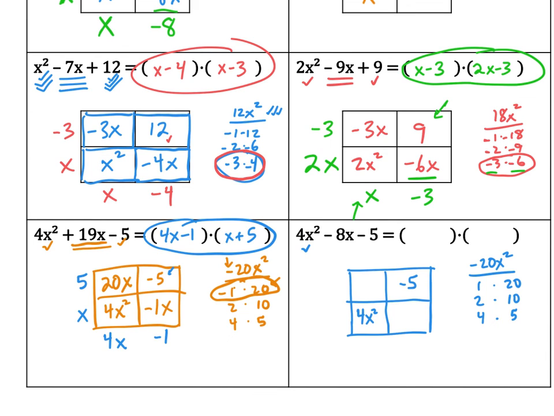But I'm just going to decide, where do I need the negative? I got 4x squared. I got -5 in my boxes. How can I get -8? What if I did, that doesn't work. Ooh, what if I did 2 and then -10? That will give me -8. So 2x minus 10x gives me -8x. Awesome, now I'm ready to factor.